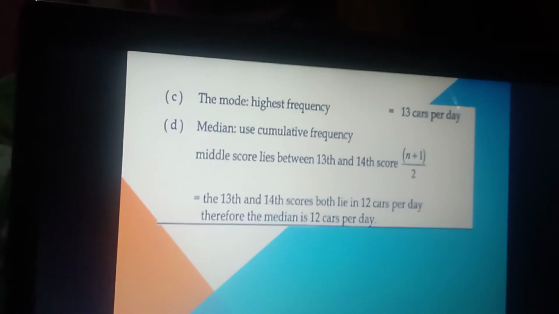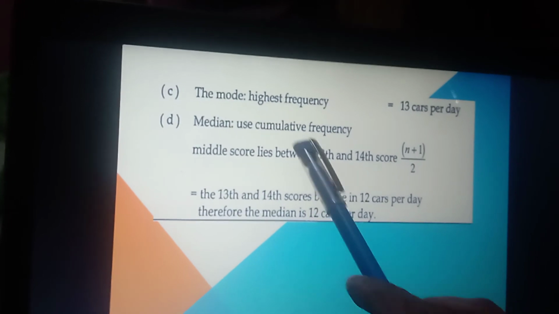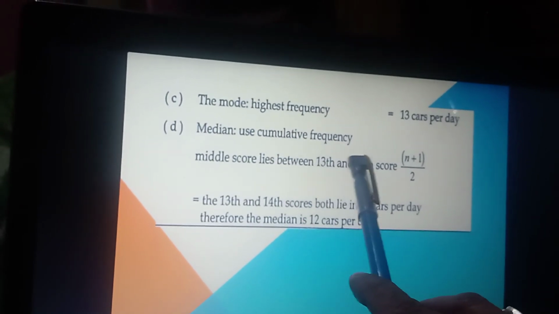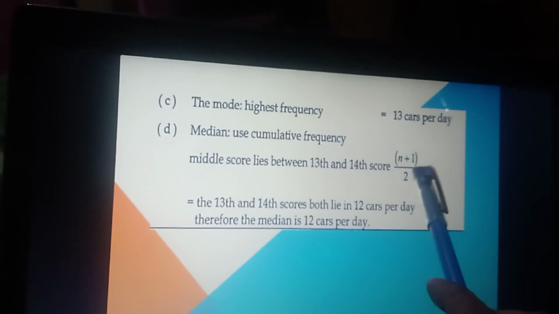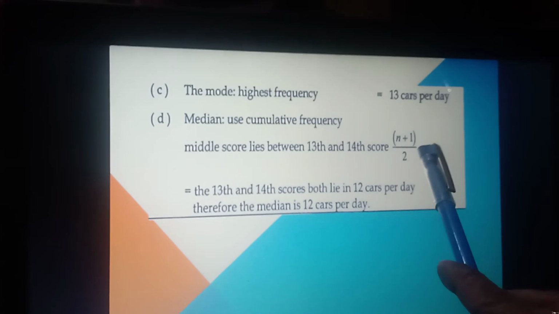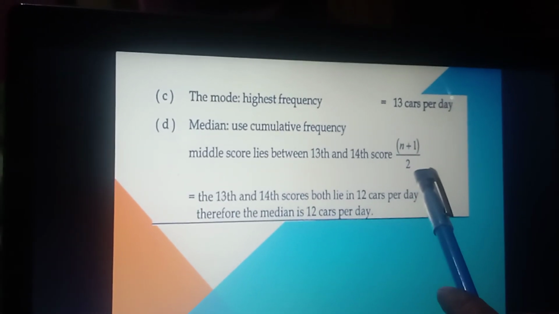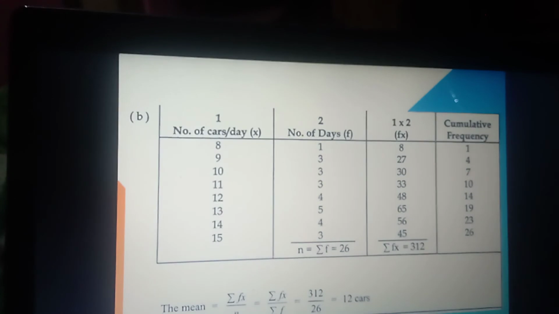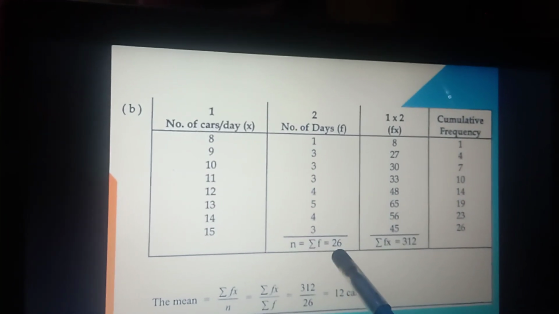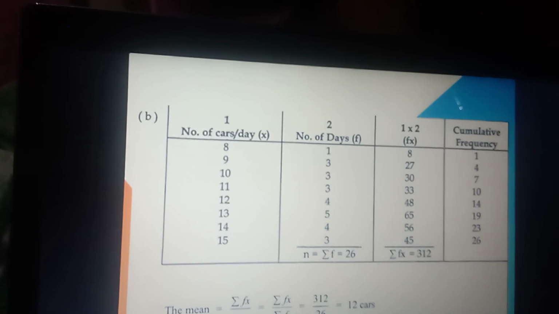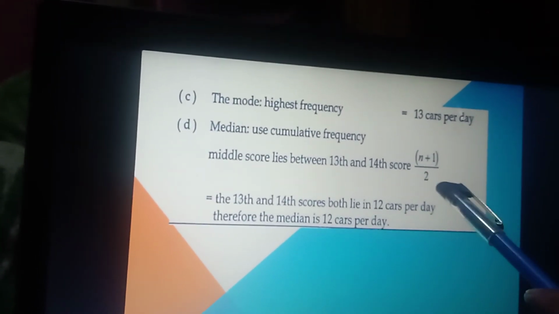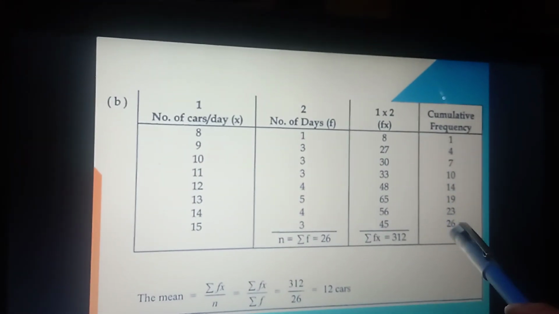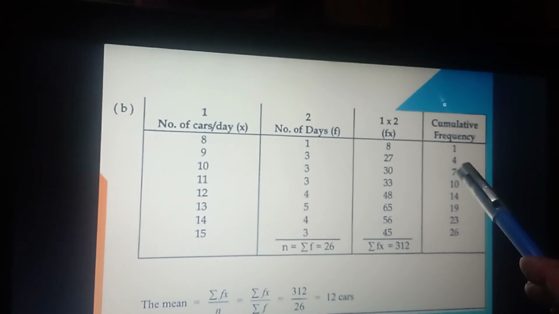Now the third portion is to calculate the median. For the median we use the cumulative frequency, and we apply the formula n plus 1 upon 2. This is a discrete series question, so this formula applies. n, the total number of observations, is 26; adding 1 gives 27. 27 divided by 2 gives 13.5. Now we use the table to see where this 13.5 occurs.